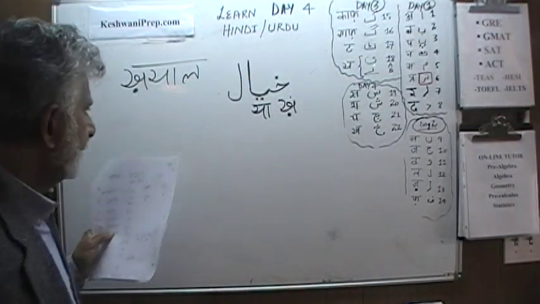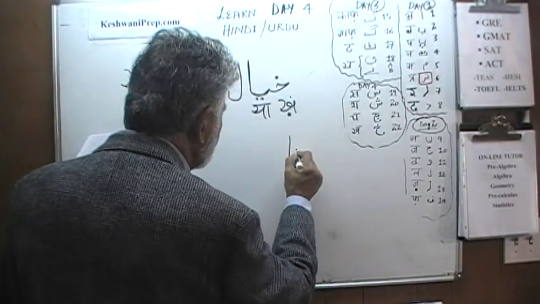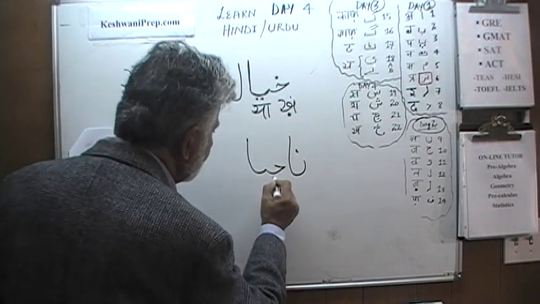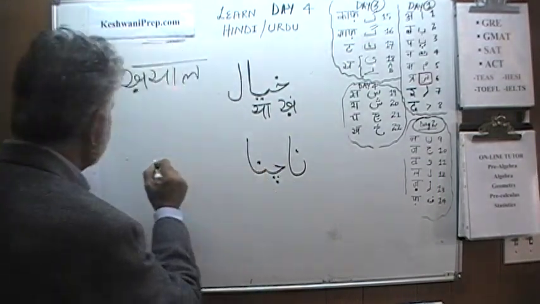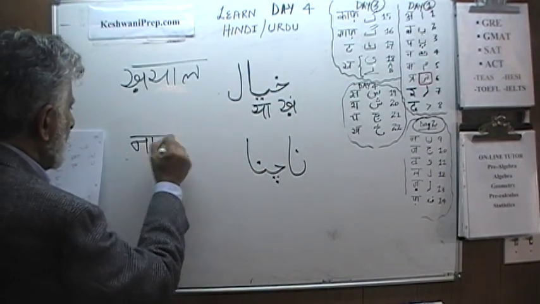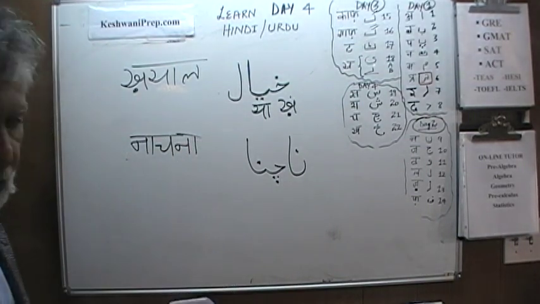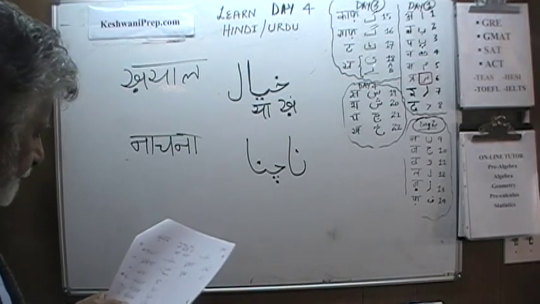Let's do one more. Na. That's what? Very simple. Na. And then cho, and then na. Na, cho, na. Nachna. Nachna as in dancing. Next one.